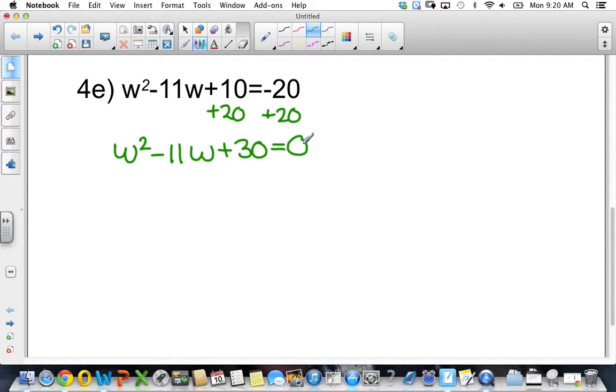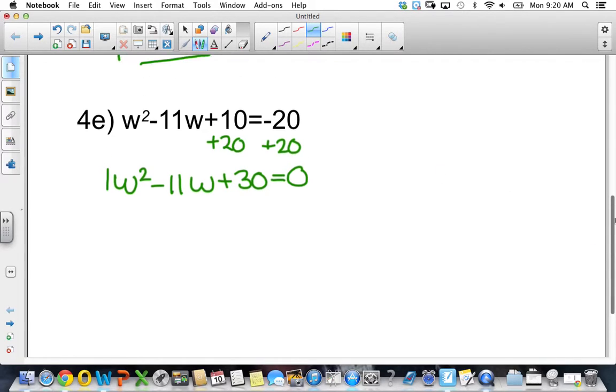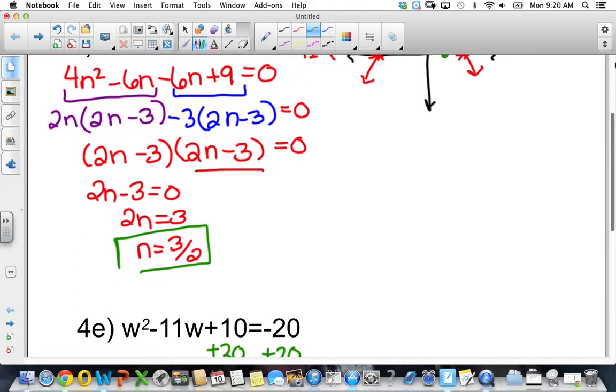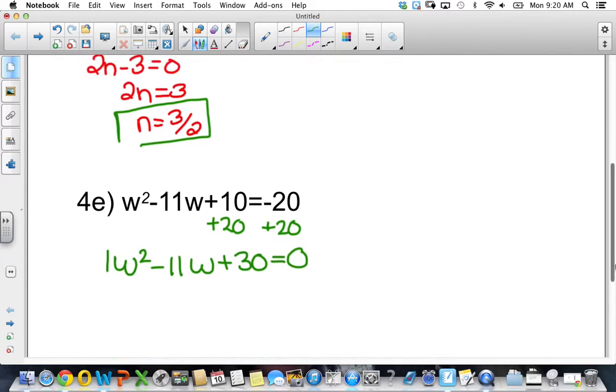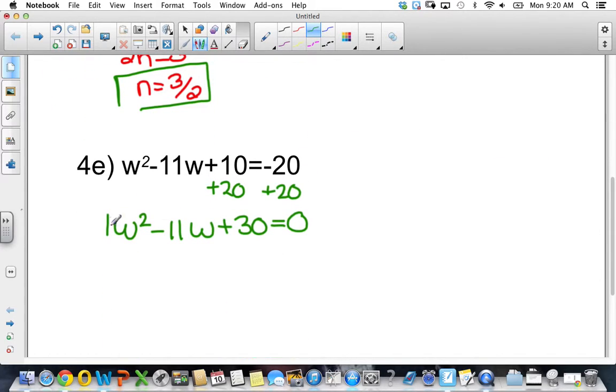Now that I have it set equal to 0, I can factor. Now the leading coefficient here is 1, so I can actually factor this very quickly using the shortcut method. Now you do need to know decomposition because when the leading coefficient is not 1, you're going to have to do it the longer way, which is like I showed you up here. Okay, so once you guys have got factoring down, you can use the shortcut method when it's applicable, and in this case it is. So I'm going to set my two factors, w, w.